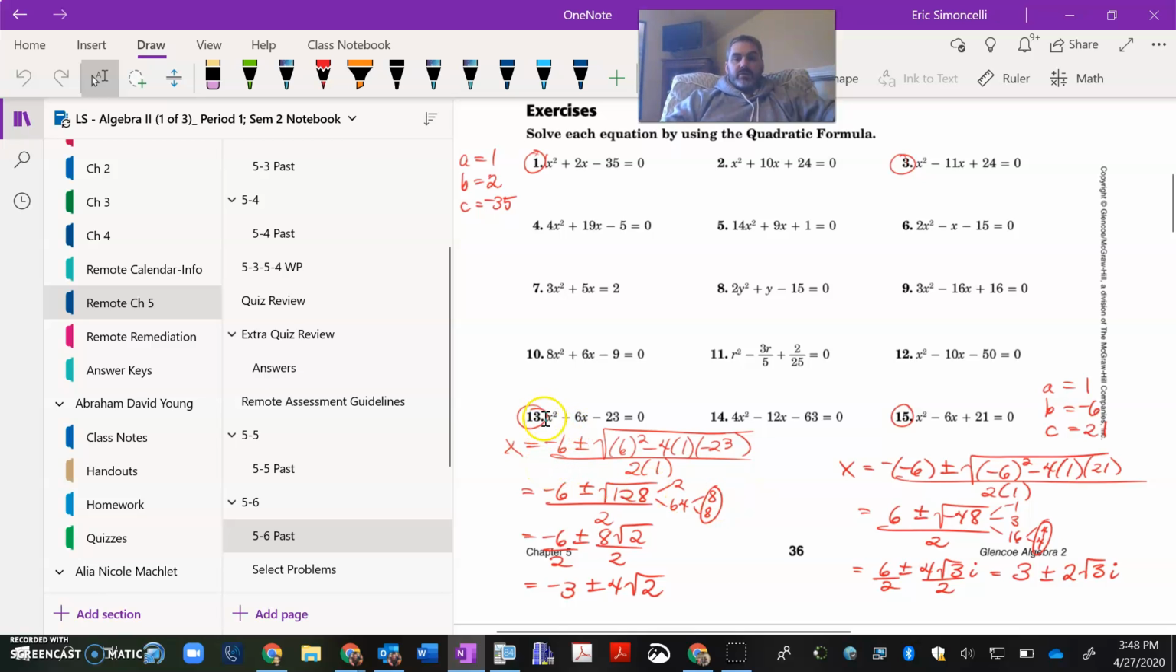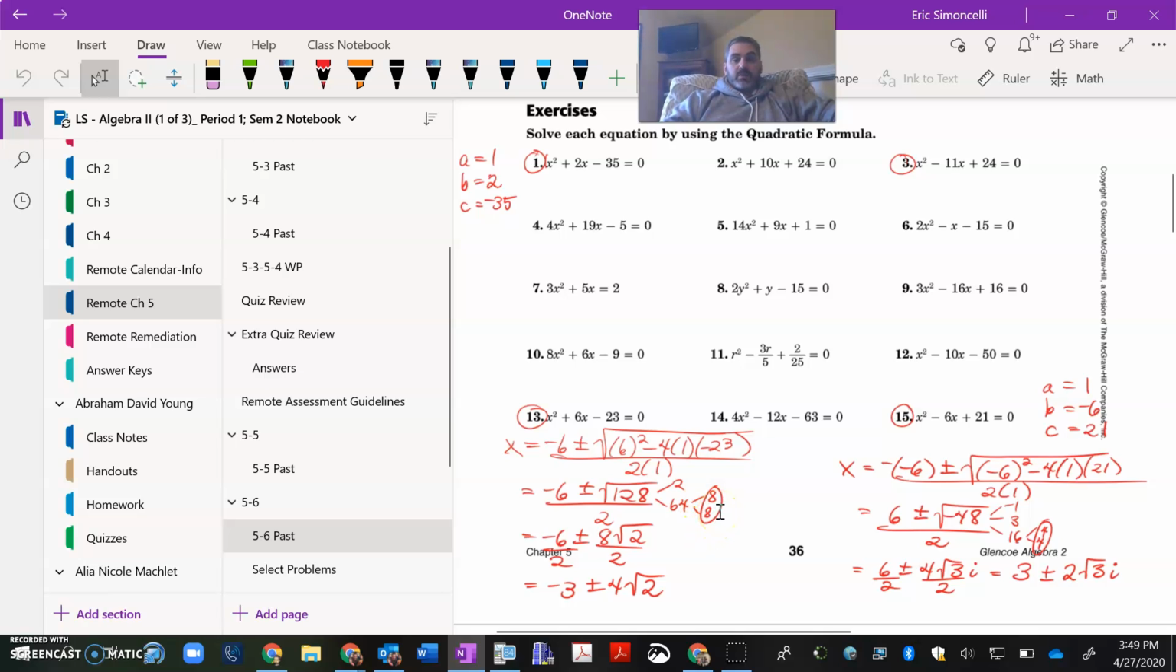A is 1, that's the coefficient in front of x squared again. B is 6, C is negative 23. So if we plug in A, B, and C accordingly into the quadratic formula, negative B plus or minus the square root of B squared minus 4AC all over 2A. The radicand ends up being 128. It is something you can break down where you do have, of the factors that remain, 8, 8, and 2. Technically, you can break 8 and 8 down, but why not stop there?